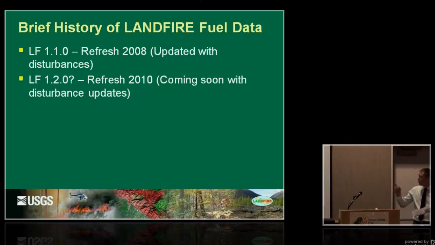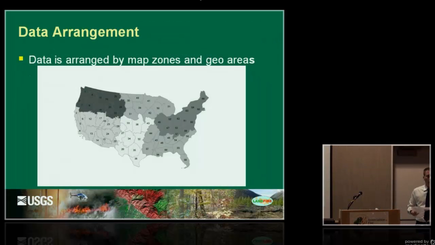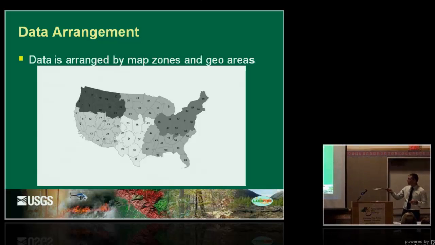This is just a quick slide to point out the different geo areas that we deal with, as well as zones, and then also Alaska and Hawaii. So in the upper left, there's the PNW, the Pacific Northwest, Pacific Southwest, North Central, South Central, Northeast, Southeast.